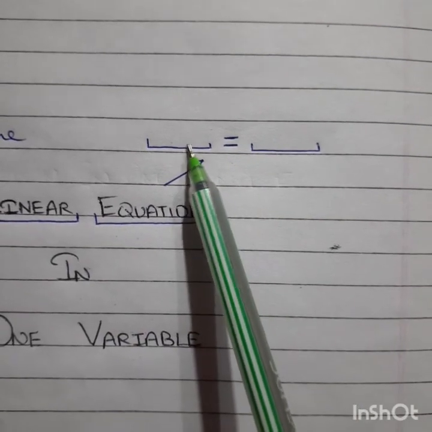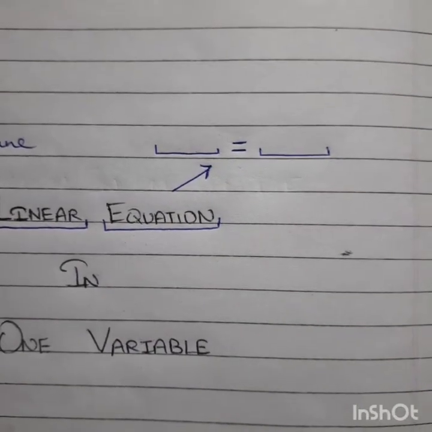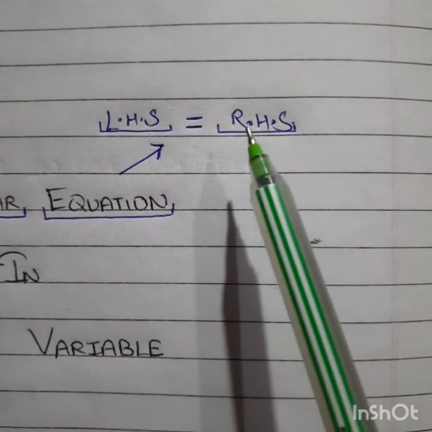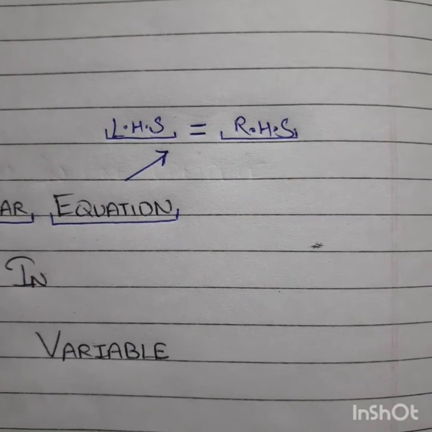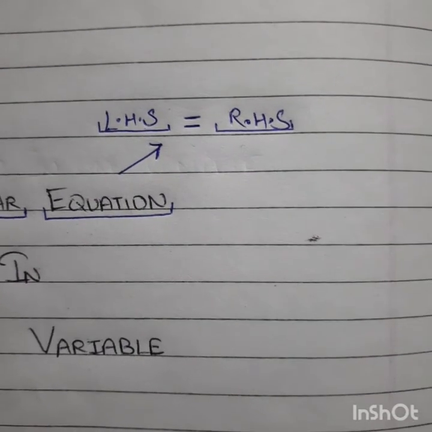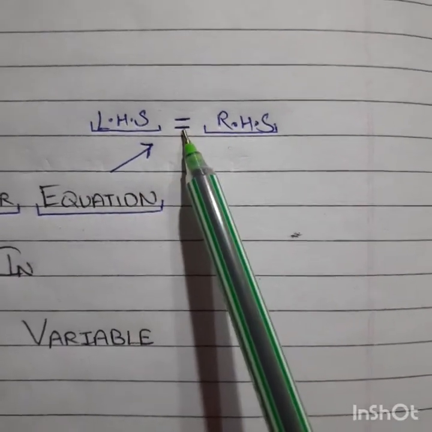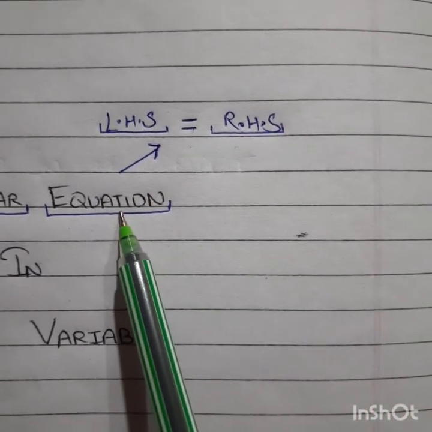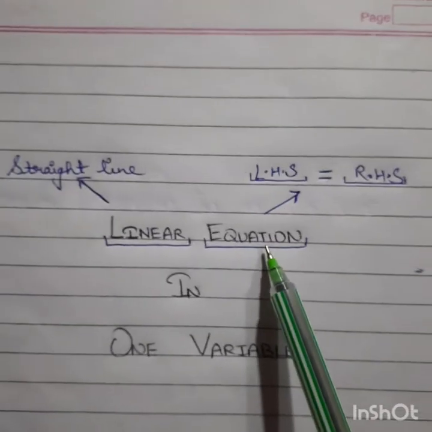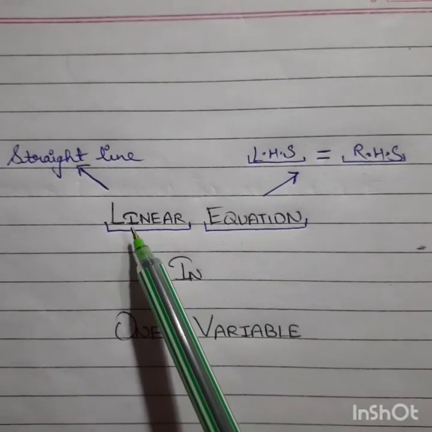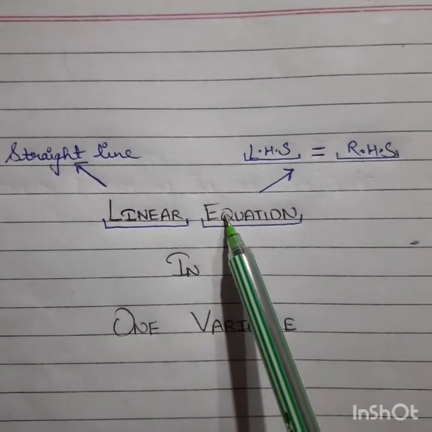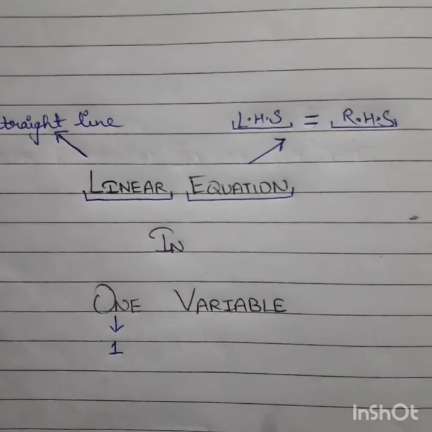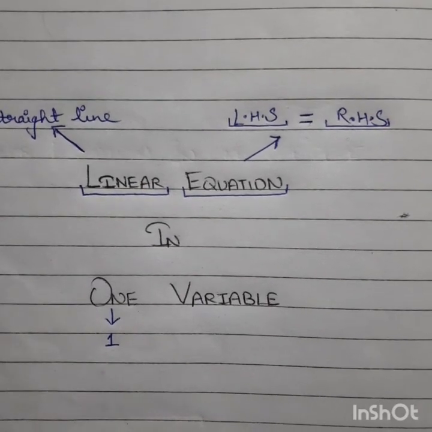The terms mentioned on this side are considered as LHS, and the terms mentioned on the other side are considered as RHS. Yes, students, when LHS, equals to, and RHS are written together, then it constitutes the meaning of equation. So now we have understood the meaning of linear as well as equation. Now moving on to the next term, the meaning of 1. 1 is nothing but the digit 1 itself.